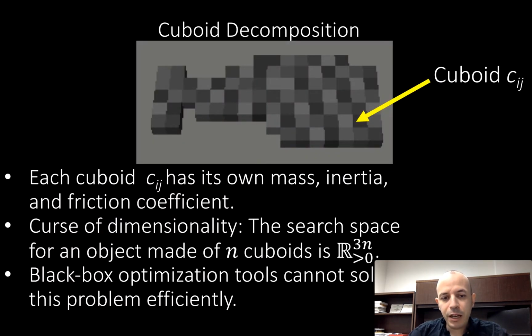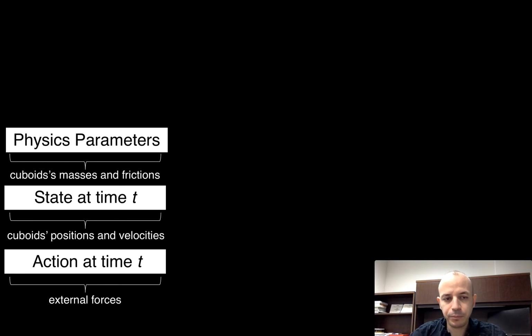So obviously, as I said, we cannot use Bayesian optimization because this is a combinatorial optimization problem in a large space of parameters, because we have a lot of cuboids here, and they are all related to each other. They all contribute to explaining the motion of the object.